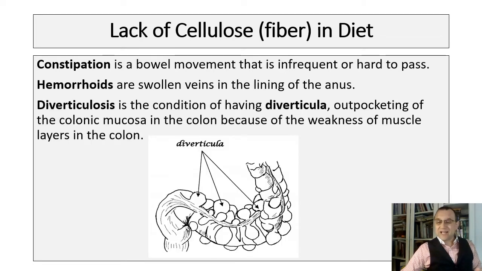If a person still has a low fiber diet and lacks cellulose in his diet, that condition can develop into diverticulosis. Diverticulosis is the condition of having diverticula, outpocketing of colonic mucosa in the colon because of the weakness of muscle layers in the colon. Here they are, diverticula on this diagram. You could see them outpocketing like little balloons. And that's where feces get stuck. And obviously, then it will be hard to clean the colon from the feces.